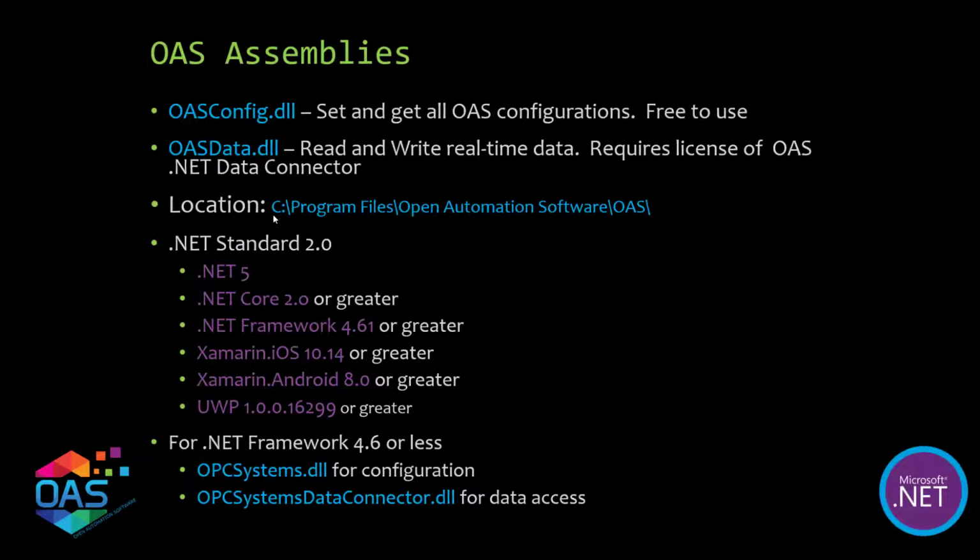These assemblies are both .NET Standard 2.0, which can be implemented in applications that target .NET 5, .NET Core 2.0 or greater, .NET Framework 4.61 or greater, Xamarin iOS and Android applications, and Universal Windows Platform applications. If you need to deploy to an application to target .NET Framework 4.6 or less, you can use the legacy OPC Systems.dll for configuration and the OPC Systems Data Connector.dll for data access. All methods are implemented in both assemblies.